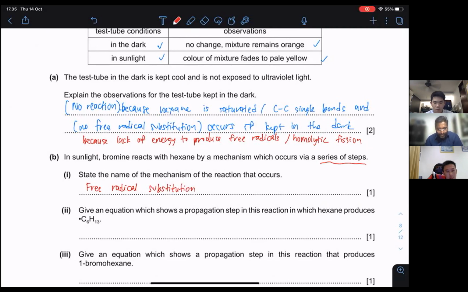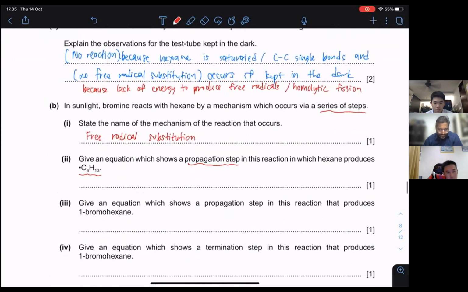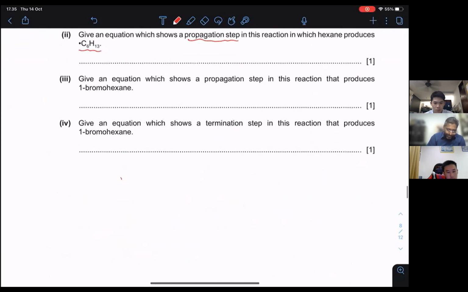And then give an equation which shows a propagation. Always remember, propagation is a neutral molecule with a free radical giving you a neutral molecule plus another free radical. It means free radicals will still be produced. That is propagation. In this case, the hexane is C6H14.